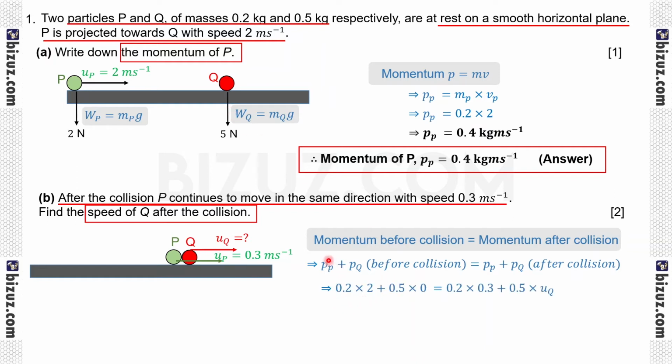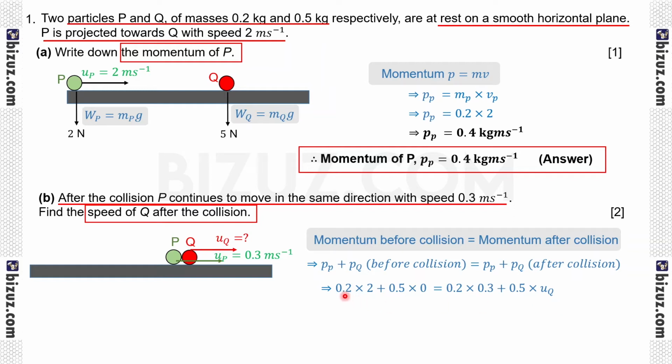So we can write before collision the momentum of P is mass into velocity, 0.2 into 2, plus the momentum of Q, which is 0.5, its mass, into 0, its velocity, as it was not moving at that instant. Now after the collision, the momentum of P is mass into velocity. Now the velocity has changed from 2 to 0.3, so we have 0.2 into 0.3 plus the momentum of Q after collision, which is 0.5 into UQ. 0.5 is the mass of Q and UQ is the speed of Q after collision.